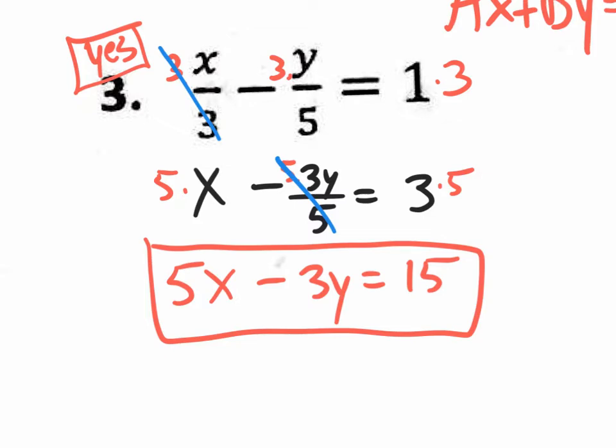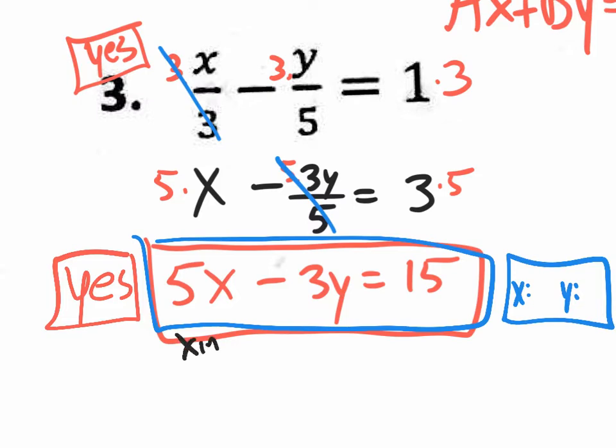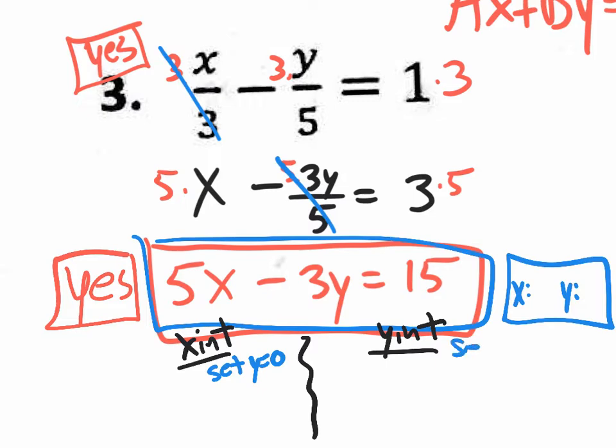So the first part of your answer, is it linear? The first part is yes. Second part of your answer, what is a standard form equation? Well, that is right here. The next part of your answer is, what are the x-intercepts and the y-intercepts? They write it as this, x and y. So you need to find the x-intercept and the y-intercept. And how do you find the x-intercept? You set y equal to 0. And how do we find the y-intercept? You set x equal to 0.